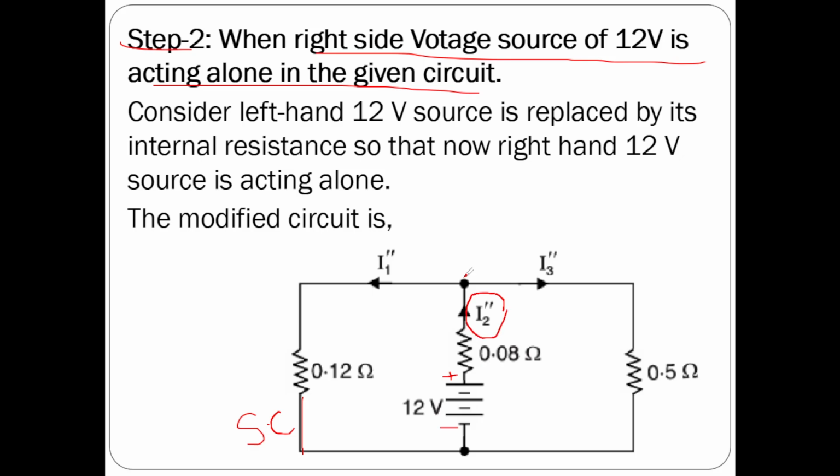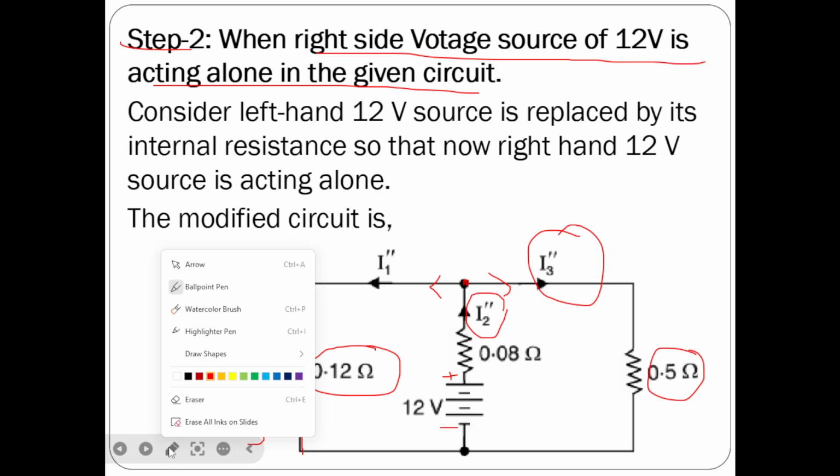So at this junction, what is happening? Current is dividing into two parts. That means that 0.5 ohms and 0.12 ohms are connected in parallel. Now our aim is to determine the current flowing in 0.5 ohms, that is I3 double dash. If I want to determine I3 double dash, I must know the I2 double dash value. So let us determine I2 double dash. In order to determine I2 double dash, let us simplify this circuit.